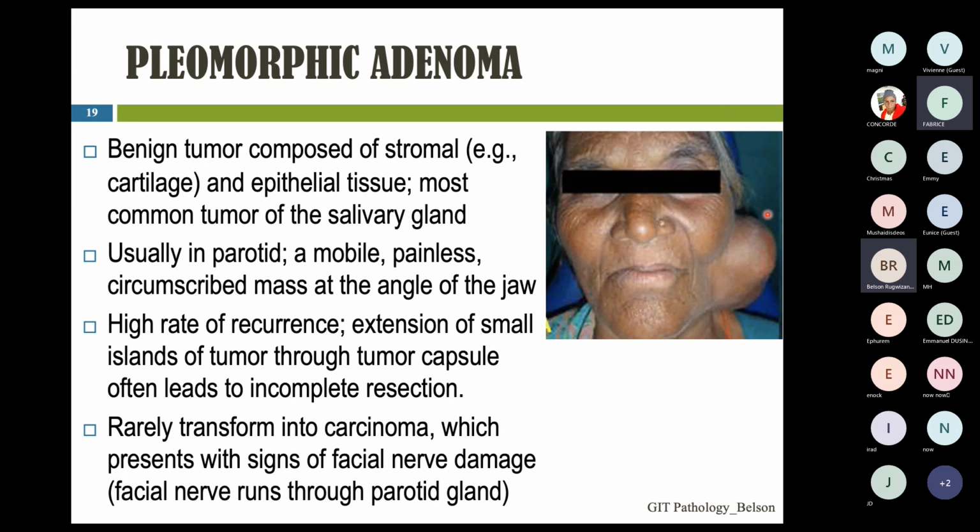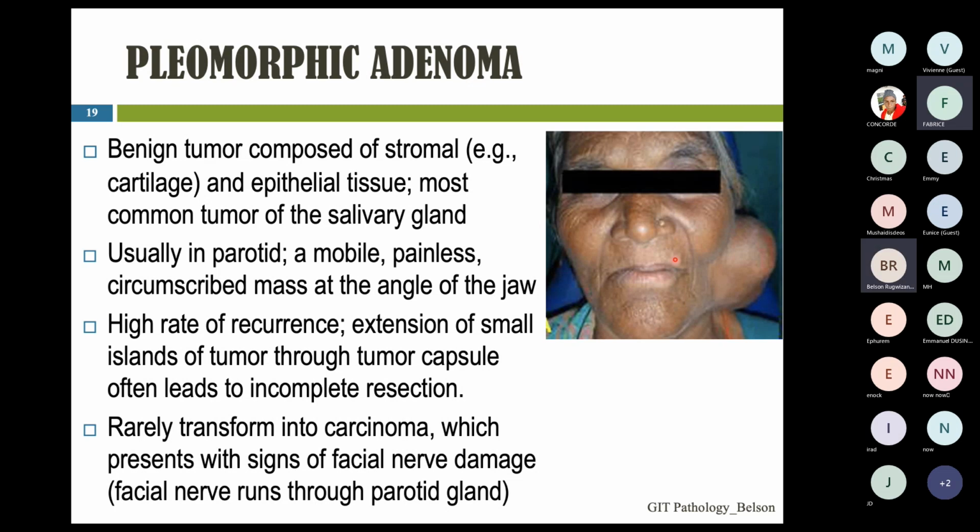So it is usually unilateral, affecting one side. Kiba kiri fixed, kiri hard ku buryo akenshi kijukeka ko ari cancer. So it is painless, it is usually mobile, circumscribed at the angle of the jaw. So munsi y'ugutwi ahagana imbere gato niho gikunda kuba.